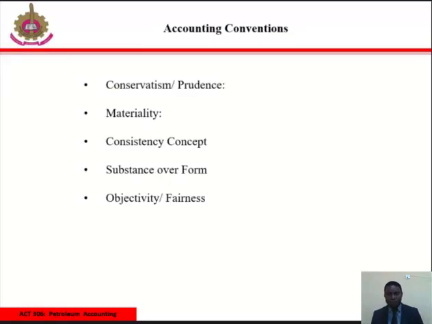Now, the accounting conventions. We have about six conventions for the treatment of accounting in oil and gas. We have conservatism, that is prudency or prudence. We have materiality, the consistency concept, substance over form, and objectivity or fairness. All these are conventions that must be followed when we are dealing with the treatment of oil and gas accounting.